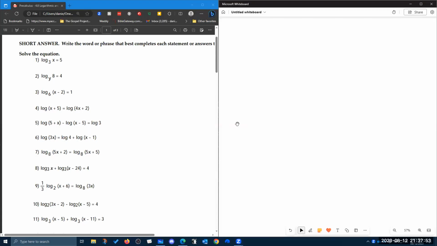Now we're going to put everything that we've learned about exponential and logarithmic equations together, and we're going to solve some of these logarithmic and exponential equations. So let's start off with number 1. Log base 3 of x equals 5 means that x equals 3 to the fifth, so x is 243.